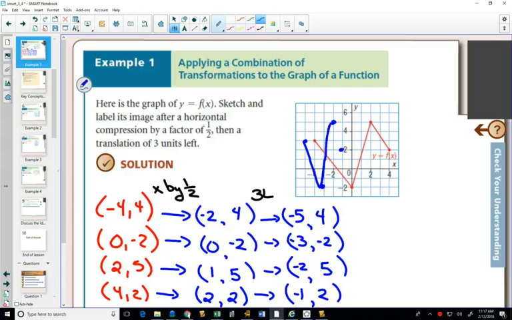Connect your dots, and ask yourself, does that seem reasonable? Does it seem like it's been compressed by half and then moved to the left? Yes, that seems reasonable. Now the reason I really wanted to show you this one is because writing the equation for this is a little bit interesting.